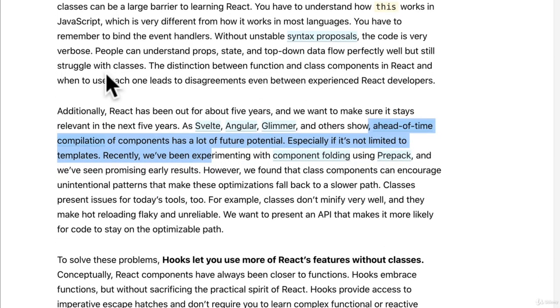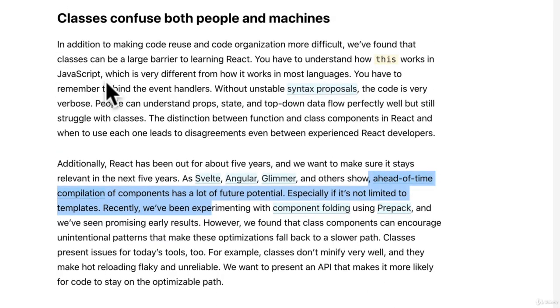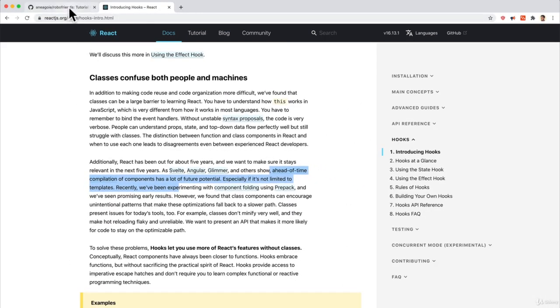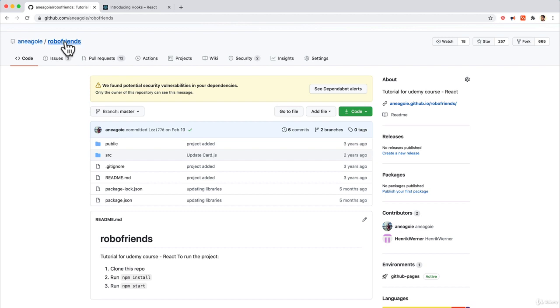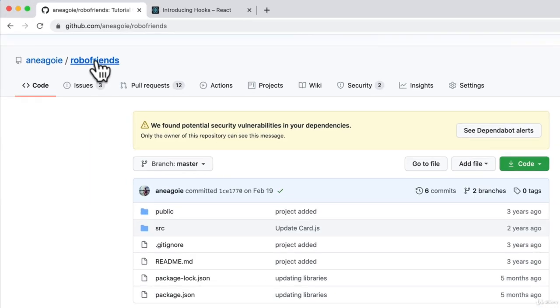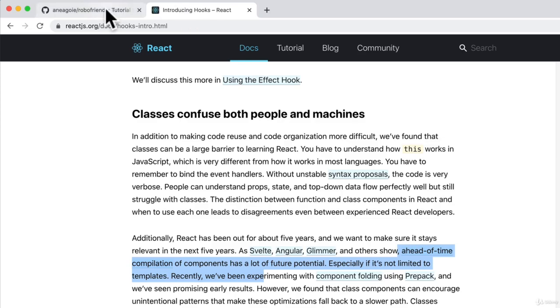But you know what? This is a lot of talk, a lot of gibberish, maybe hard to understand. I think the best way to learn about hooks is to actually convert our RoboFriends app from using class components to using hooks. And I'll show you what that means in the next video.